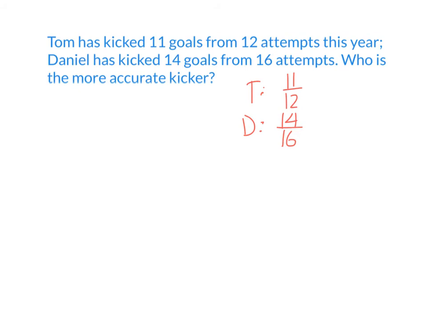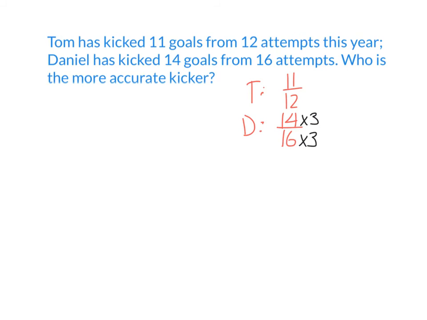So what I want to do is find a number that is divisible by both 12 and 16. If I don't know that, I can just go up by multiples of 16. So 16 is not divisible by 12, neither is 32, but 48 is. 48 is divisible by both 16 and 12. If I times this denominator by 3, it will become 48. So I want the fractions to be equivalent. So if I times the bottom by 3, I need to times the top by 3.